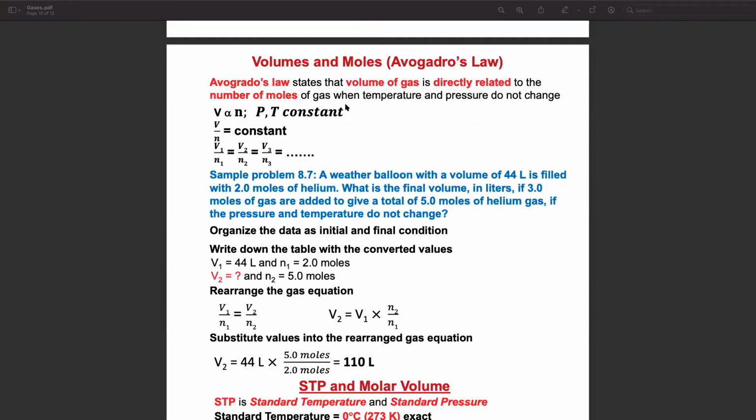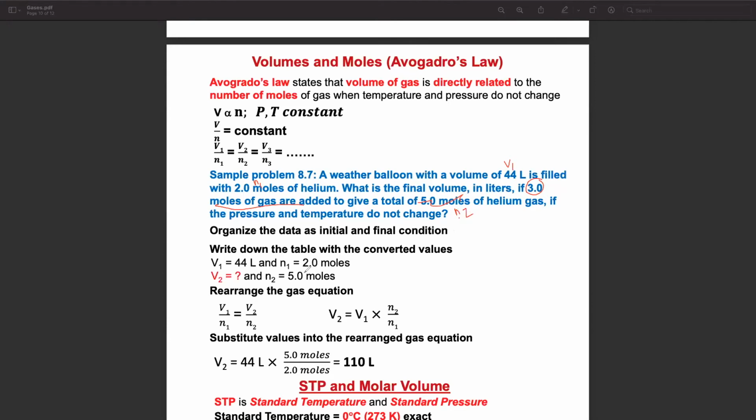Here it says a weather balloon with a volume of 44 liter is filled with 2.0 moles of helium. What is the final volume in liters if 3.0 moles of gas are added to give a total of 5.0 moles? So we have V1, we have N1, and we have N2. If 3.0 moles are added, now they give you the total, but they may not give you the total. You have to make the total, okay? If they don't give you the total, then you have to total it up. And so this is N2 here.